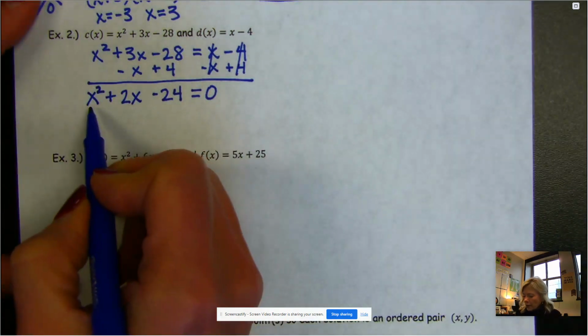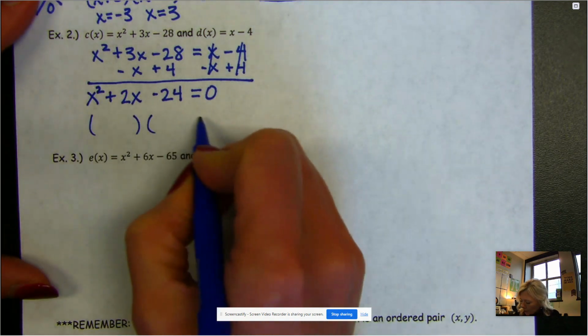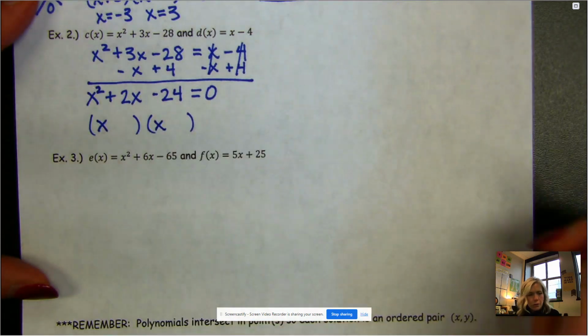So again, because this is x squared, I'm going to try and factor. I'm going to break the x's, right? One into each factor.